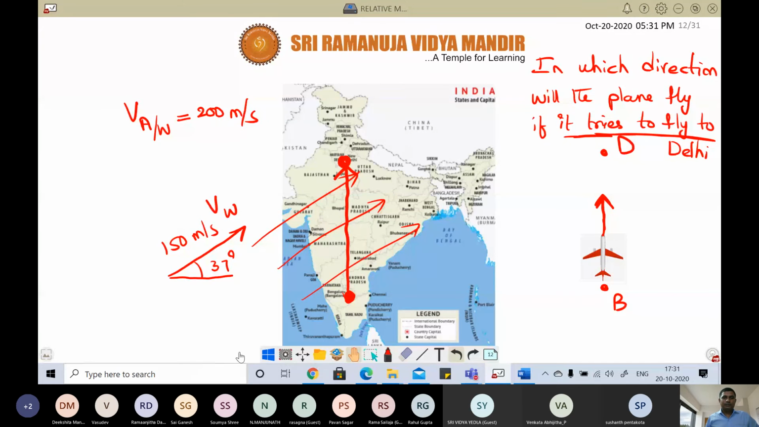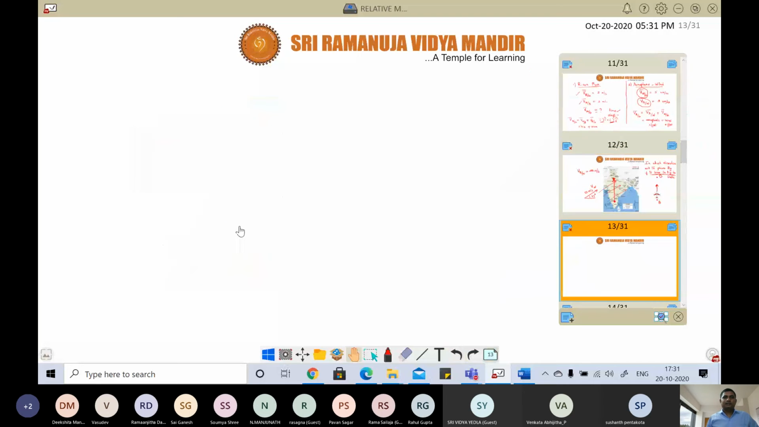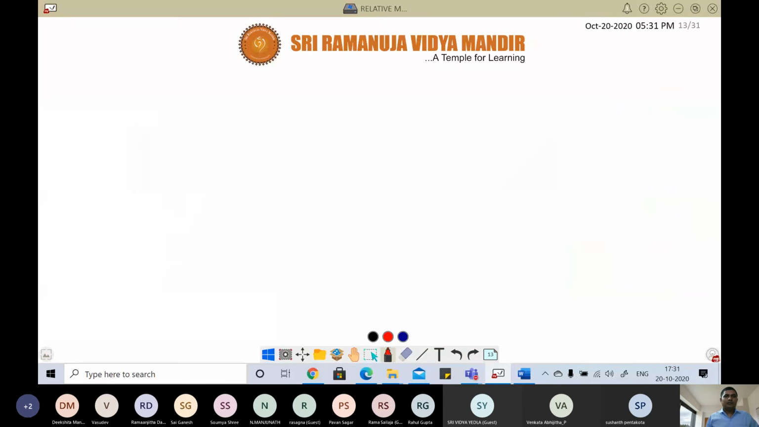Velocity of wind into two components. I think this page is not working, I'll take another page. Now see here, velocity of wind is like this. Velocity of wind is equal to how much? 150 meters per second at an angle of 37.